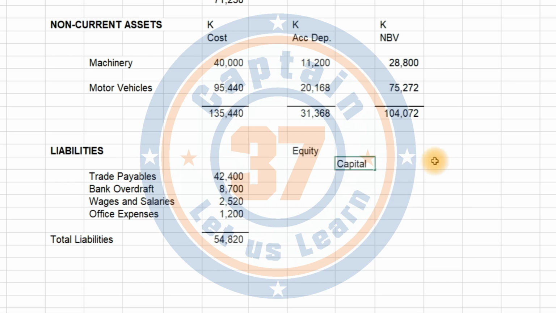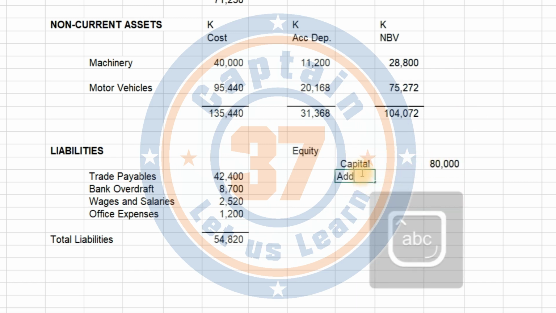And how much was our capital? Our capital was 80,000. Now all this information is readily available in your trial balance. The capital indicated in the trial balance is 80,000 kwacha. We then add our net profit.